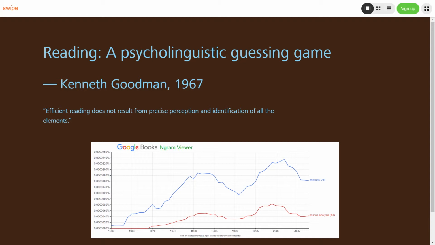Well, whole language is this movement. So miscue analysis is the red line. Miscue is the blue line. This is a Google Books Ngram viewer, basically how often it's used in each year in publications. So miscue analysis was on the rise. This is the whole language movement. What happened in the 90s?